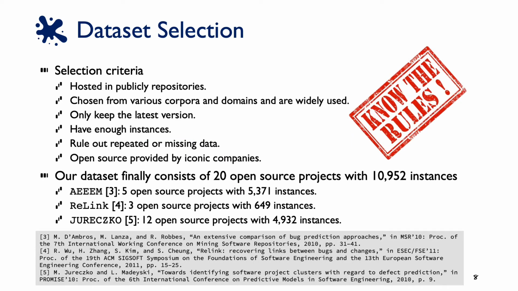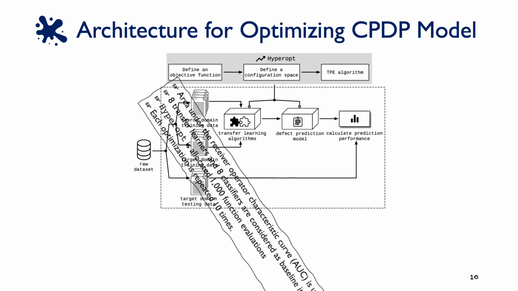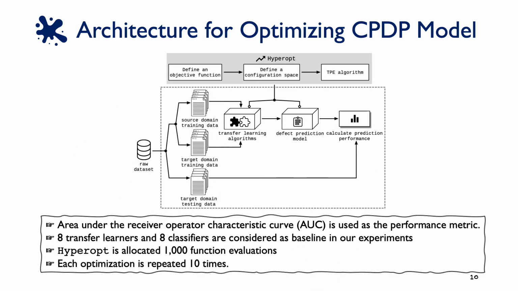So basically, we have 6 rules to follow in order to pick the datasets for our purpose. At the end, our datasets consist of 20 open source projects with more than 10,000 instances. In order to optimize the hyperparameters of transfer learning algorithms and classifiers, we use a state-of-the-art software package, HyperOpt, as the parameter optimizer. And this is the architecture of our automated parameter optimization framework for CPDP.